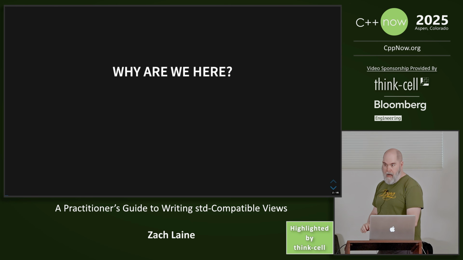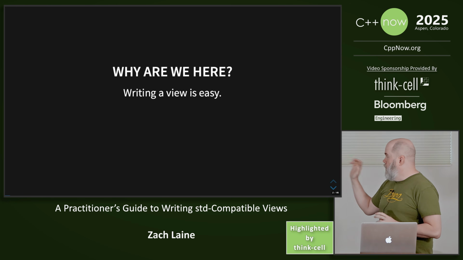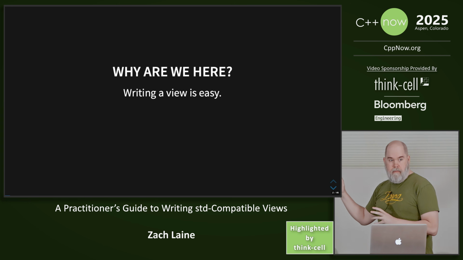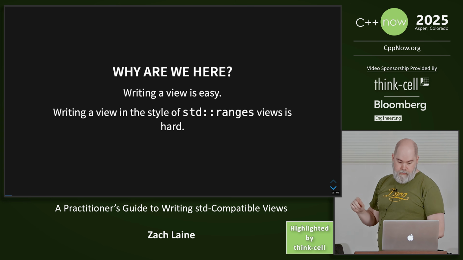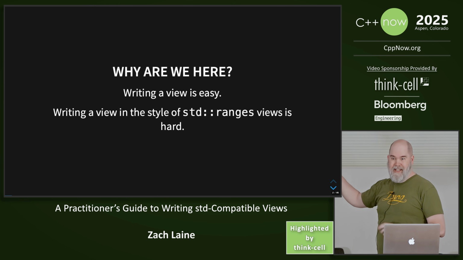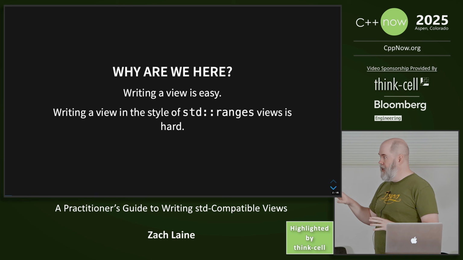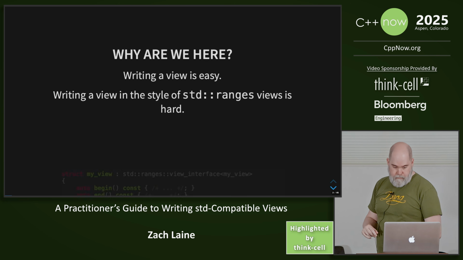So why this talk? Well, it comes down to this. If you want to write a view and all you care about is a view, period, full stop, it's actually very easy. If you want to write a view that is compatible with the stuff in std ranges, those views, it's not easy at all. There's a lot of little niggling details that are not easy to come by.